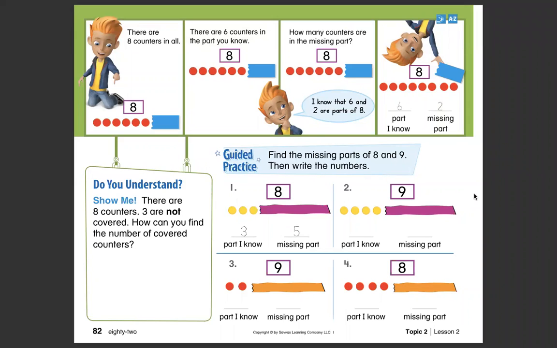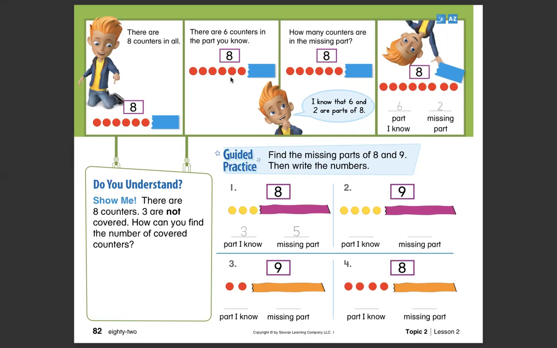If you have this page already, let's look at the top. At the top, it says there are 8 counters in all, right here. And we see the number 8 in this box. Now, let's find the part that we know. So you know 1, 2, 3, 4, 5, 6. We know that there are 6 dots because they show 6 dots. We're missing a few. They covered them up. We need to find out the missing parts. So the part we know is we know that we need 8 in all, and we have 6 down below.